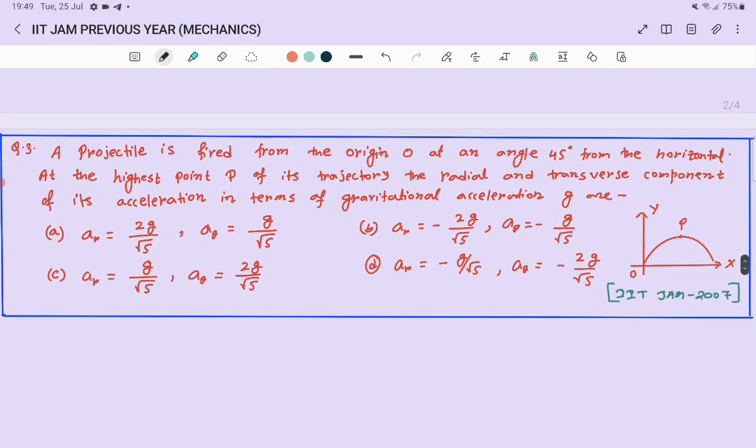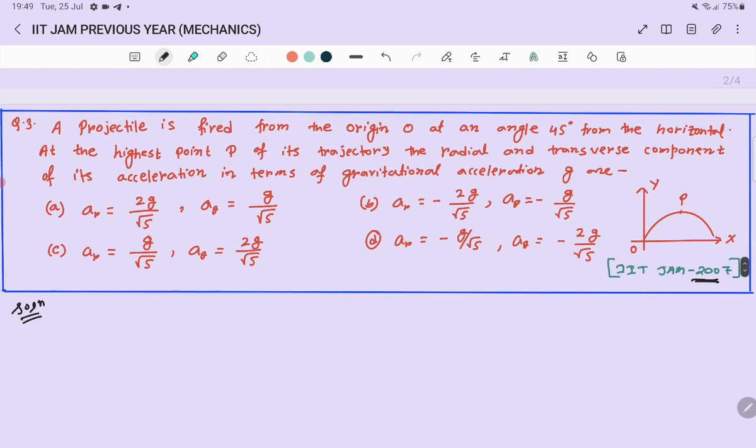So this is question number 3. This question was also asked in IIT JAM 2007. Let me give you the solution for this question also. This is also a very good question. A projectile is fired from the origin O at an angle of 45 degrees. Here you can see this is the origin O and it is fired at an angle, say 45 degrees. So this angle is nothing but 45 degrees according to the question.